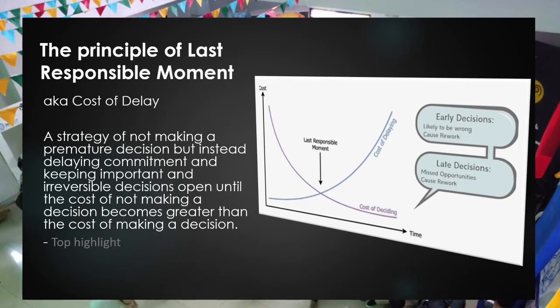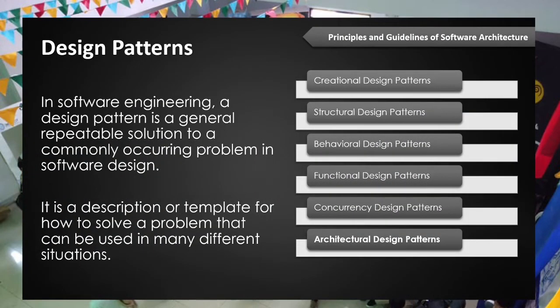In decision making, it is important to identify the last responsible moment. If we decide early, it could cause rework due to wrong decision. And if you decide late, you could miss opportunities as well, which will cause rework. Ngayon naman, pag-usapan natin ang some of the important design patterns na pwede natin gamitin sa software architecture.